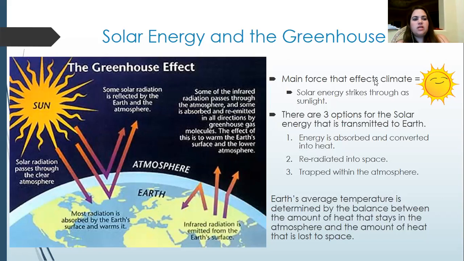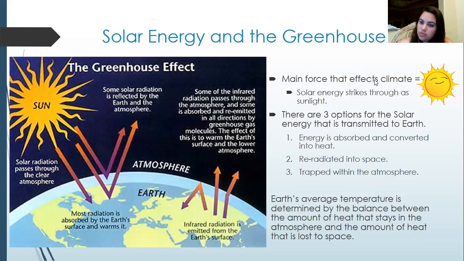So the energy that travels from the sun, those electromagnetic waves that travel from the sun to the Earth's atmosphere, will then come to the Earth's atmosphere as sunlight and will then either be absorbed by the atmosphere or be redirected by the atmosphere or be trapped in the atmosphere. All right, so those are the three options for that solar energy once it is transmitted to Earth.